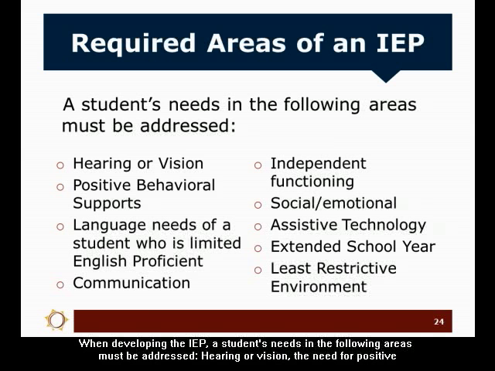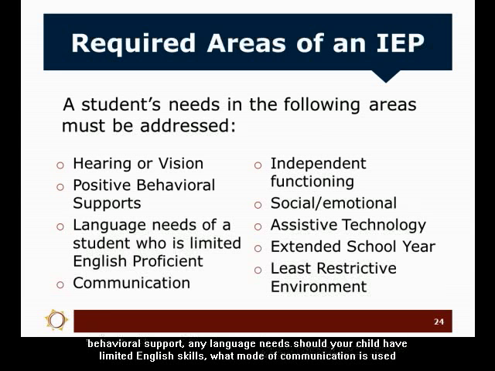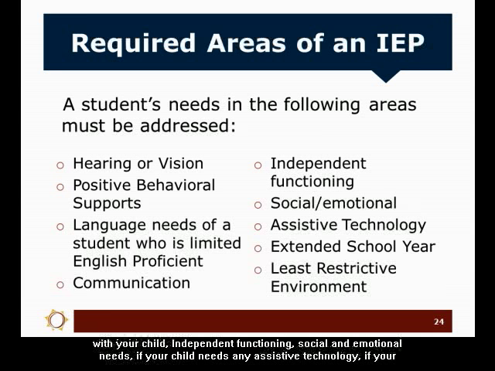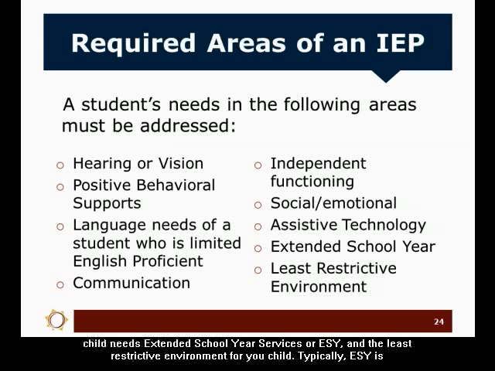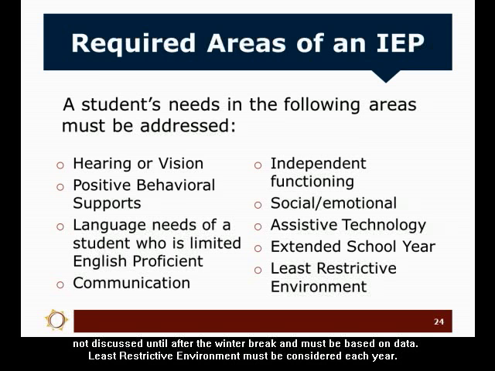When developing the IEP, a student's needs in the following areas must be addressed: hearing or vision, the need for positive behavioral support, any language needs should your child have limited English skills, what mode of communication is used with your child, independent functioning, social and emotional needs, if your child needs any assistive technology, if your child needs extended school year services or ESY, and the least restrictive environment for your child. Typically, ESY is not discussed until after the winter break and must be based on data. Least restrictive environment must be considered each year.